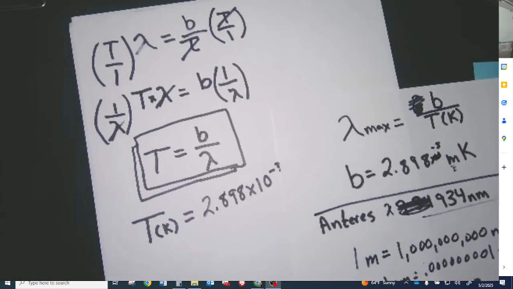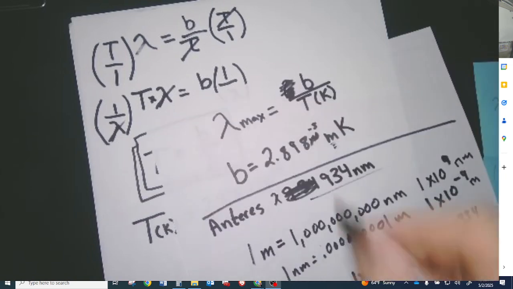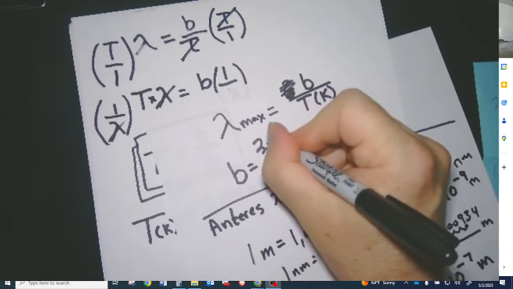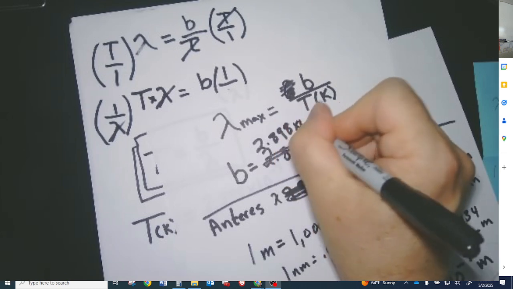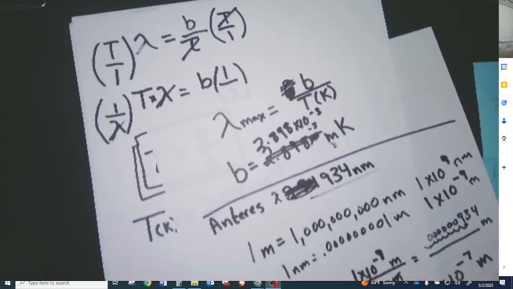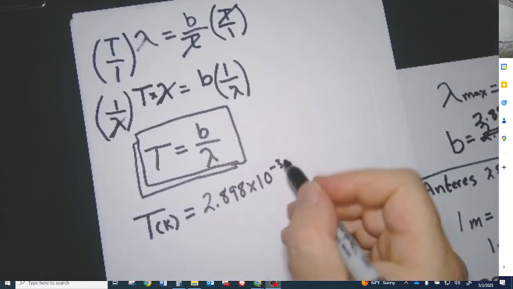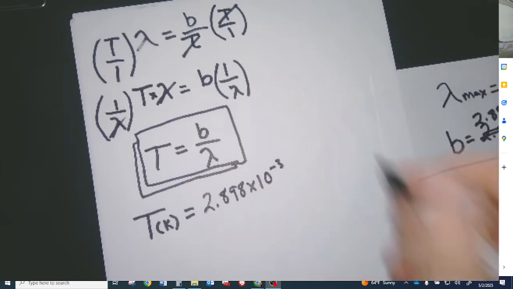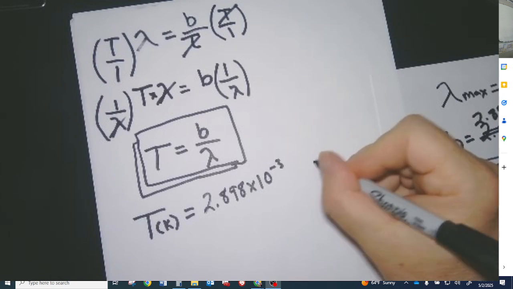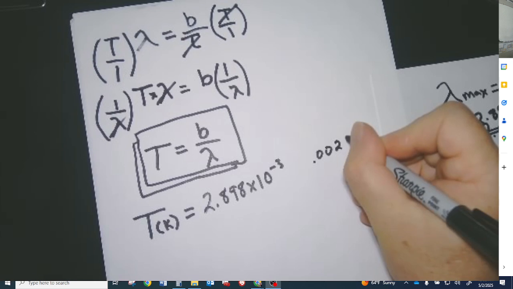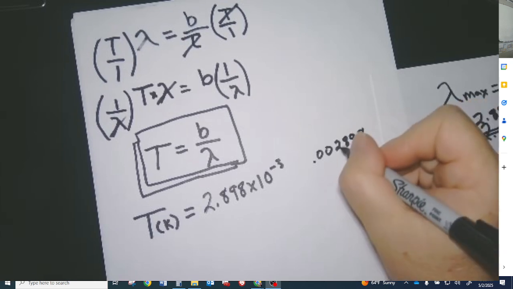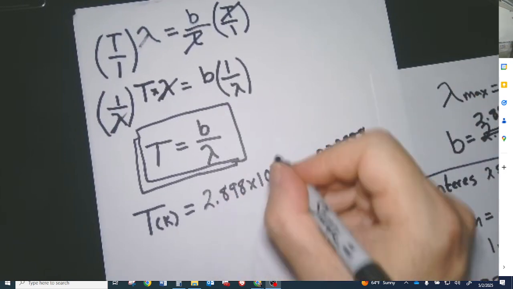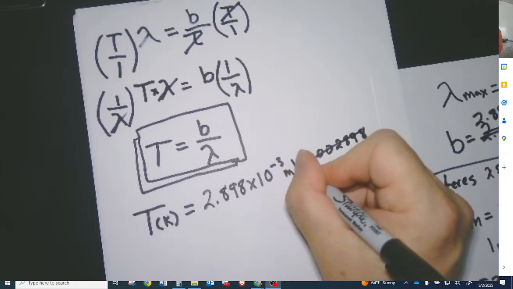Okay? And I just realized I made a mistake here. This shouldn't have said 2.898. It should have said 2.898 times 10 to the negative 3 power. That negative 3 just means it's a small number. If I were to write that as a real number, it would come out 0.002898. I just moved that decimal point over 3 spots. So that number and this number are the same. So we're going to keep that. And that's going to be meters times Kelvin.